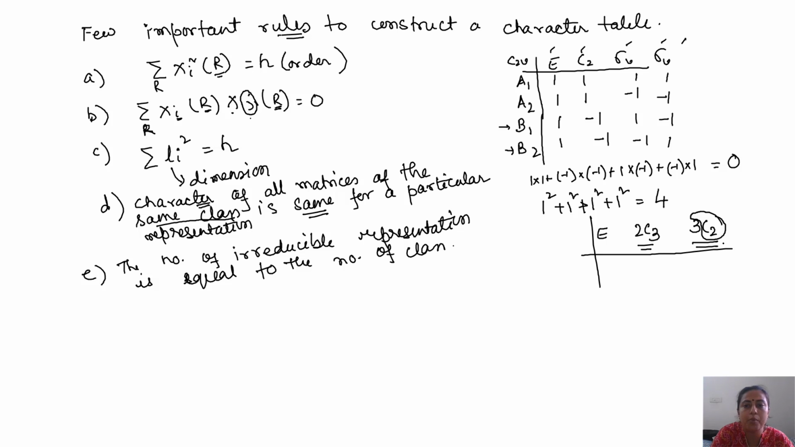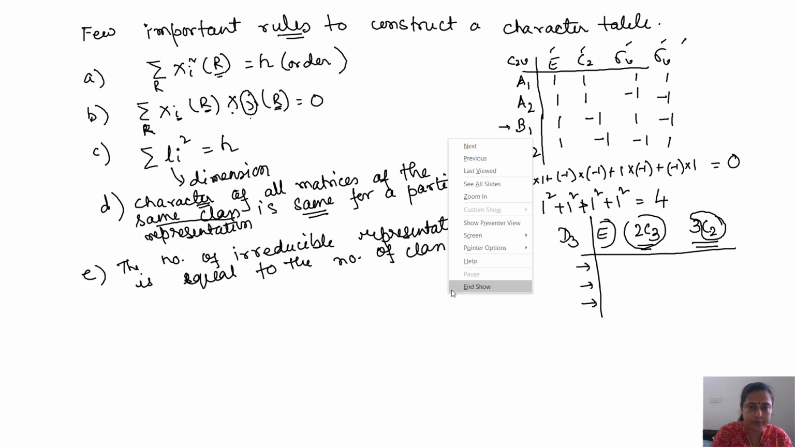But for a D3 molecule, we know that there are 3 different classes: E, 2 C3 and 3 C2s. So we must have 3 different irreducible representations, because here the number of classes is 3. Here the number of classes is 4, so the entries should be 4. With this information, let us start building up the character table for a D3 molecule.